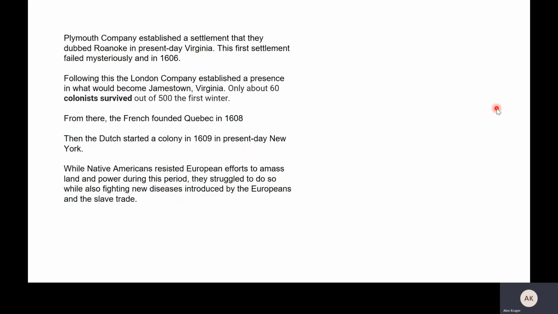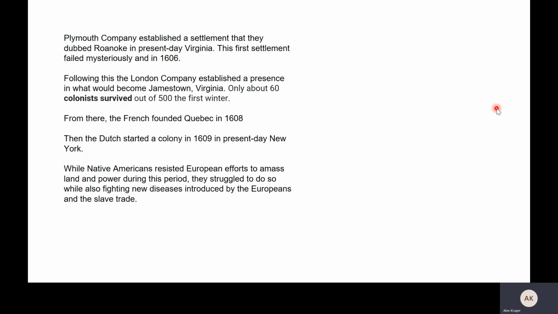We'll skip the Mayflower Compact. The Plymouth Company established a settlement that they dubbed Roanoke that failed mysteriously in 1606. Nobody knows what happened to the people at Roanoke. They just disappeared. And the London Company established a presence in what would become Jamestown, Virginia. Only about 60 colonists survived out of the 500 in the first winter, so that's Jamestown's story. They didn't do very well.